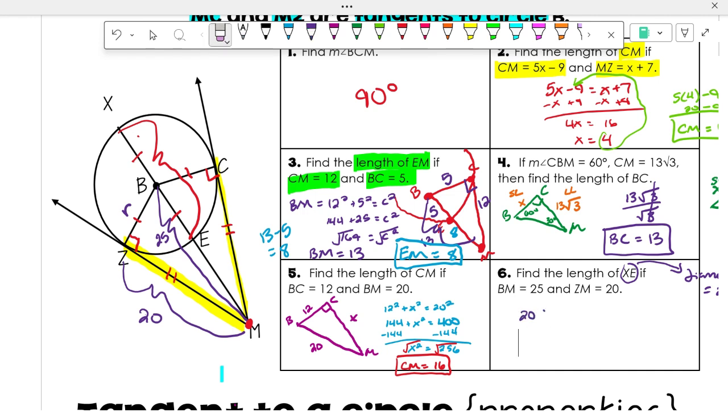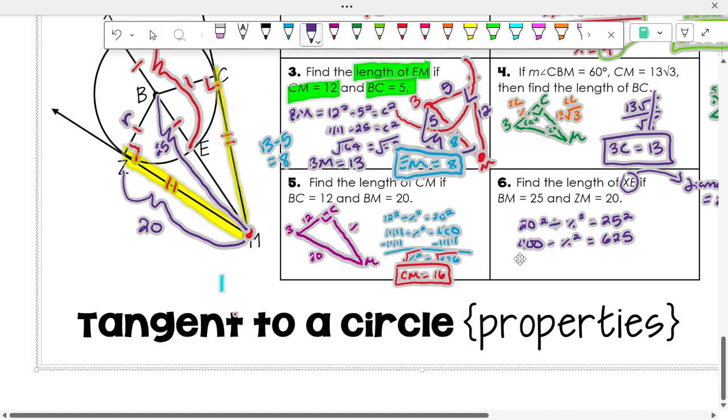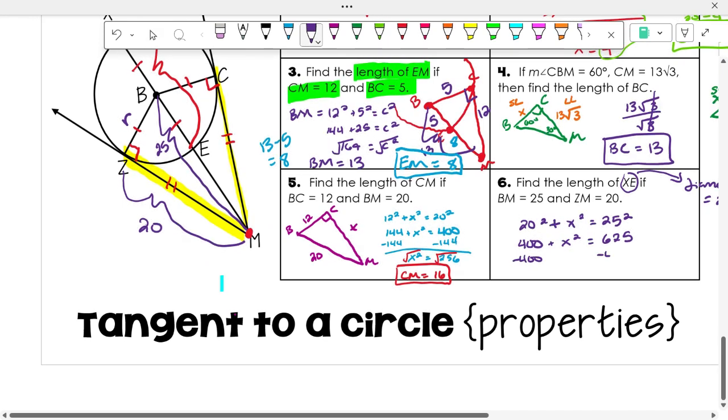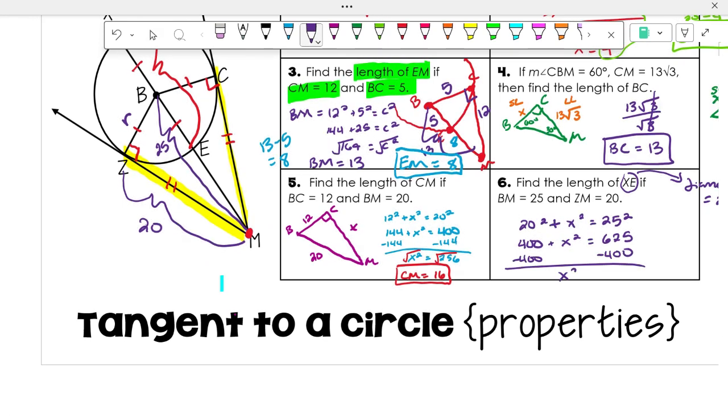So I have 20 squared plus x squared is equal to 25 squared. So that'll be 400 plus x squared is equal to 625. Subtract the 400. x squared is equal to 225. So what's x equal to? 15. That's if you square root both sides.